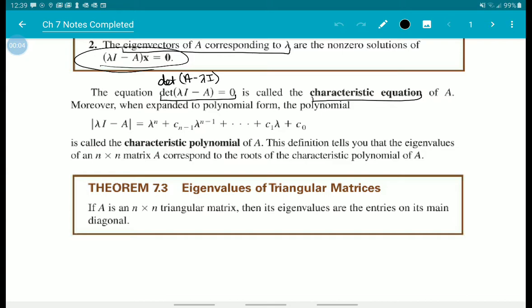So we've been talking about eigenvalues and eigenvectors, but what if we have a triangular matrix? How would we find the eigenvalues for a triangular matrix? Well, it turns out that the eigenvalues for a triangular matrix will actually just be the entries on its main diagonal. So let's look at this a little closer.